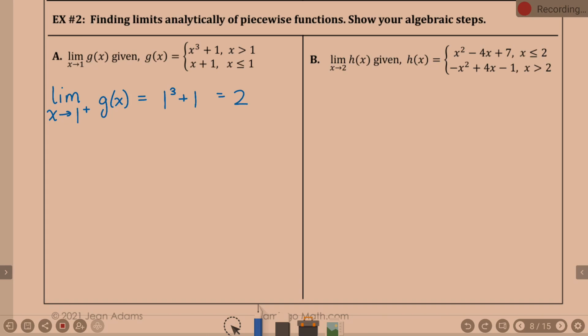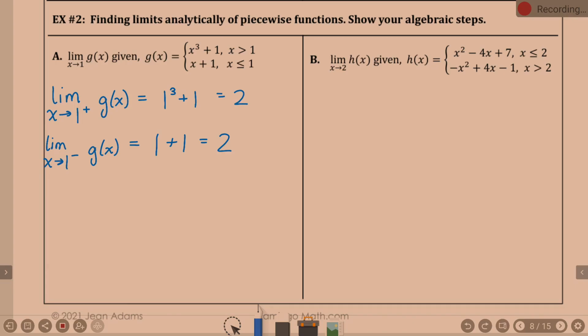Let's do the same thing and check out the limit from the left. The limit as x approaches 1 from the left of g of x. What's going on is we approach 1 from the left. We're on the x plus 1 piece. So 1 plus 1 is 2. Well, what did we just show? Limit from the left equals limit from the right, and together they equal 2. So our limit equals 2.